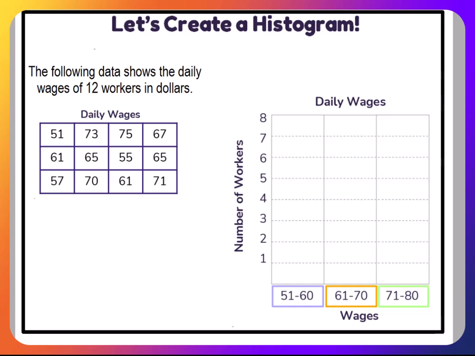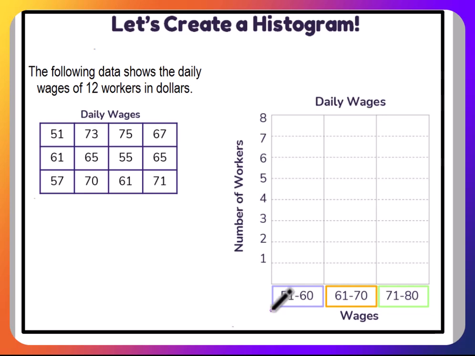Okay, let's create one. The following data shows the daily wages of 12 workers in dollars. The frequency is always going to be over here on the y-axis. This is your frequency, the number of times it happens. We're talking about the wages. So we create equal intervals for the wages, and we list those intervals down here on the x-axis. It's already been done for us.